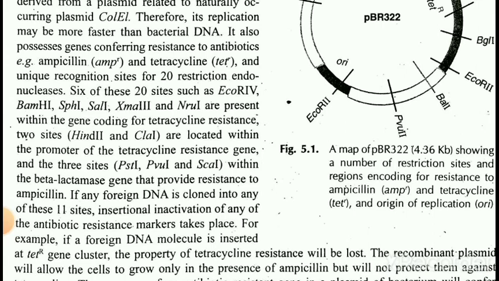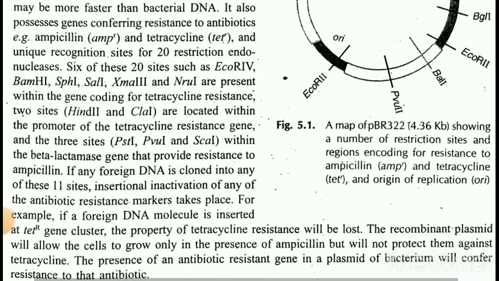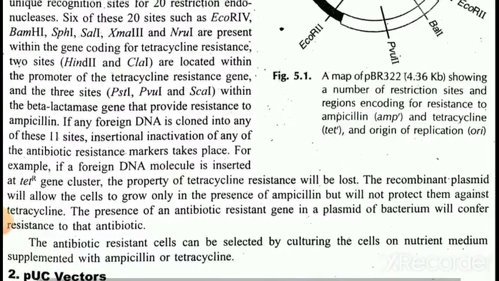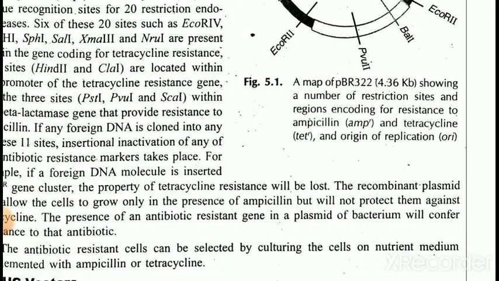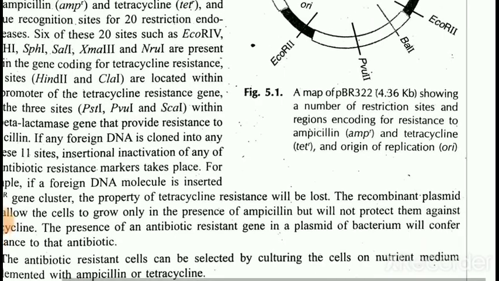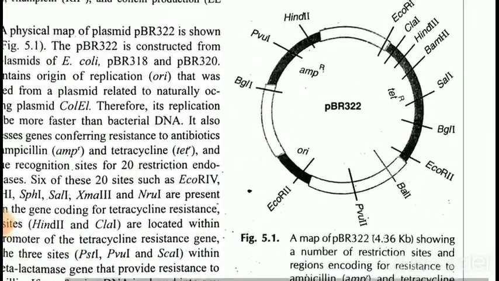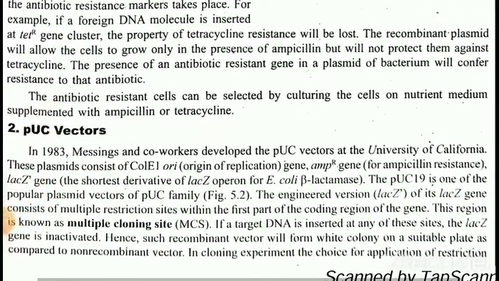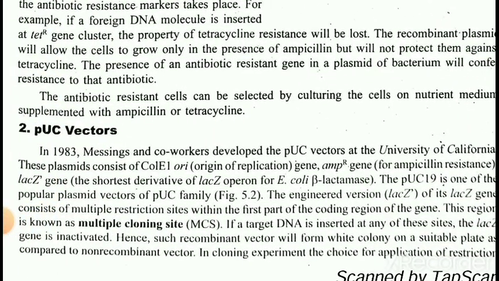The presence of an antibiotic-resistance gene in a plasmid of a bacterium will confer resistance to that antibiotic. The antibiotic-resistant cells can be selected by culturing the cells on nutrient medium supplemented with ampicillin or tetracycline. Figure 5.1. A map of pBR322, 4.36 kilobases, showing a number of restriction sites and regions encoding resistance to ampicillin, AMP, and tetracycline, TET, and the origin of replication, ORI.